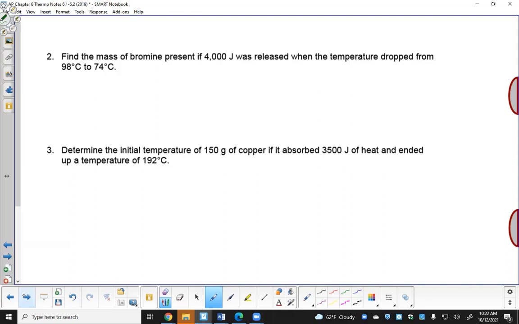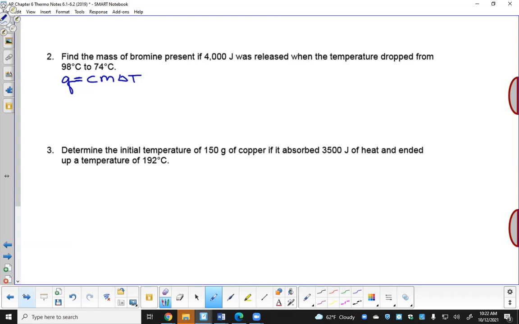Find the mass of bromine. We're going to change up the variables a little bit here. The mass of bromine present, if 4,000 joules of energy was released when the temperature dropped from 98 to 74. So same equation, but now we're just solving for the mass.